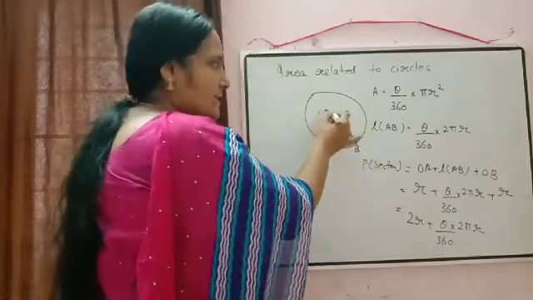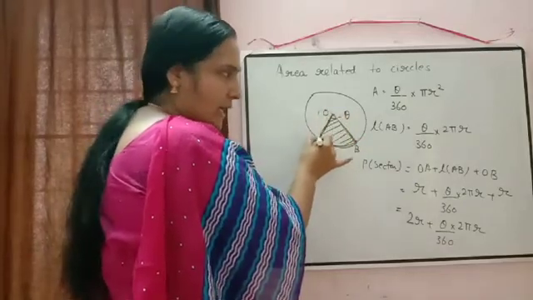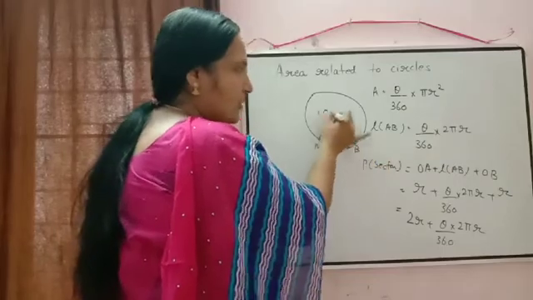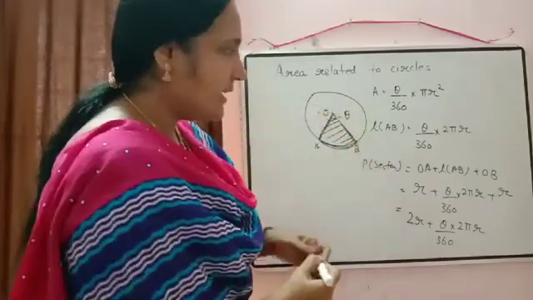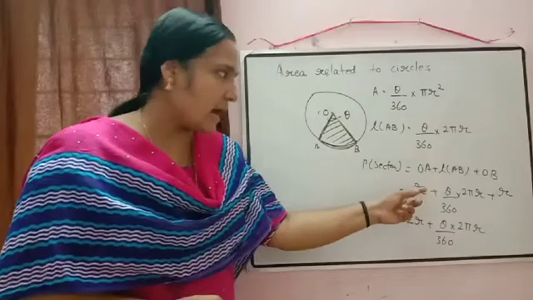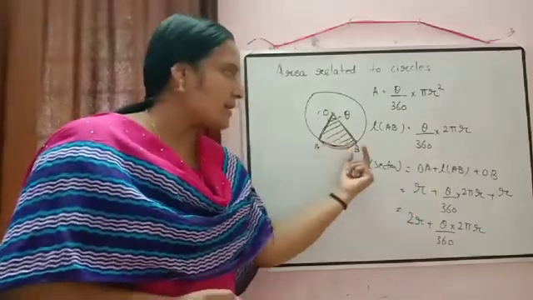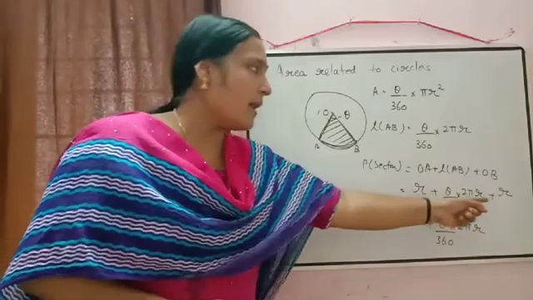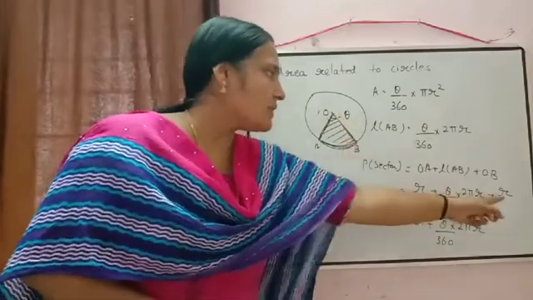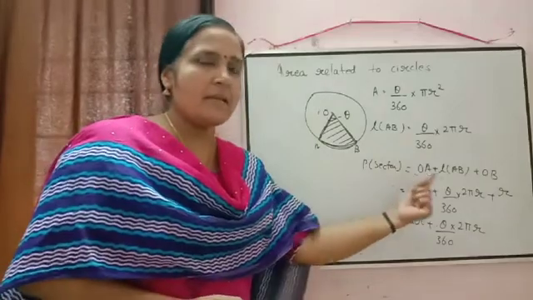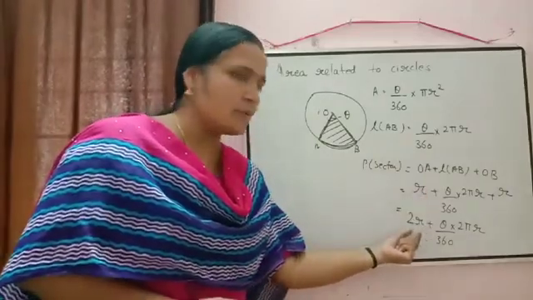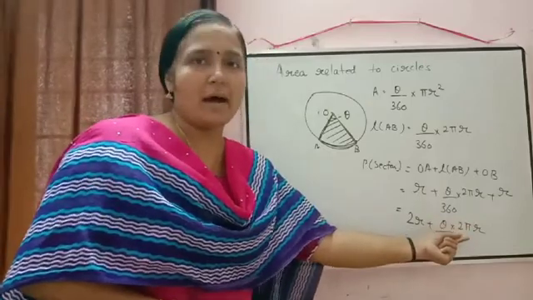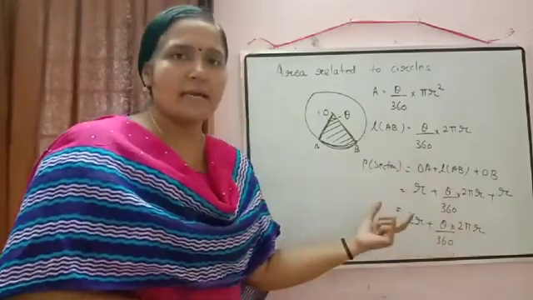So when we check the sides, first it will be OA, then the length of the arc AB, plus OB. We know OA is the radius, so we wrote r, plus the length of the arc AB, that is theta by 360 into 2 pi r, plus OB is also equal to r. So the perimeter of the sector will be equal to 2r plus theta by 360 into 2 pi r. I hope these formulas are clear to you.